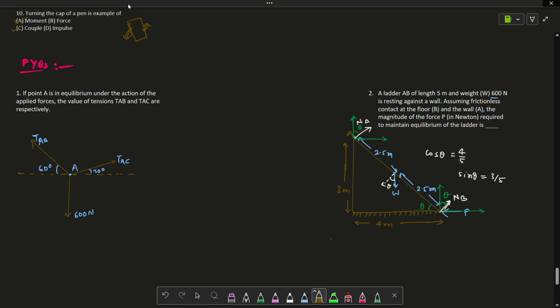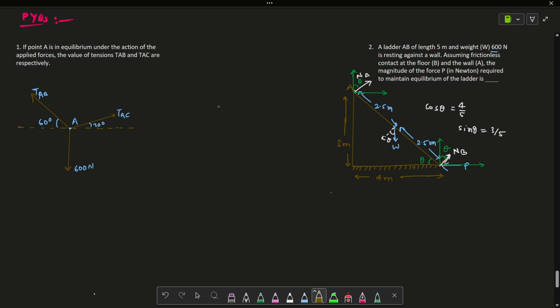Now we will solve some previous year questions. The first question here is: if point A is in equilibrium under the action of the applied forces, the values of tensions TAB and TAC are respectively what? So we have to find the values of TAB and TAC. We will simply resolve the forces in Fx and Fy. For our reference, we will take this direction as x and this direction as y.